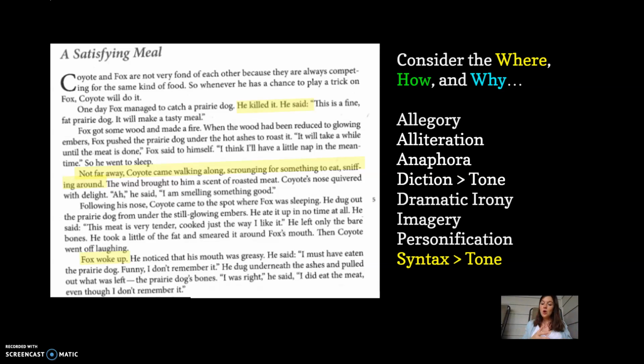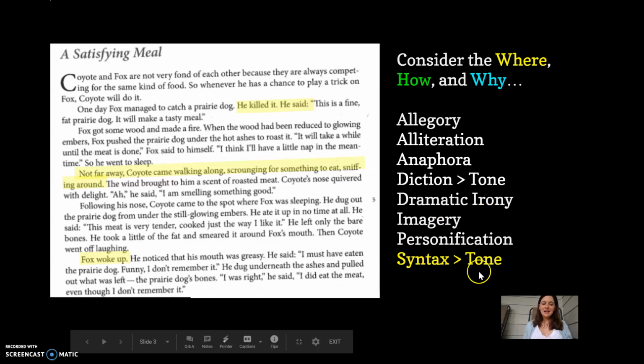And so notice how with this syntax, I identify where it is, I identify how it works, simple sentences primarily with some kind of building sentences, and then I explain why. One, because this is usually told orally, and so it needs to be more simple. And two, because the goal is to inform the audience in a very accessible way so that they can learn about an important life lesson. So I go through my where, how, and why in analyzing the syntax of this piece.